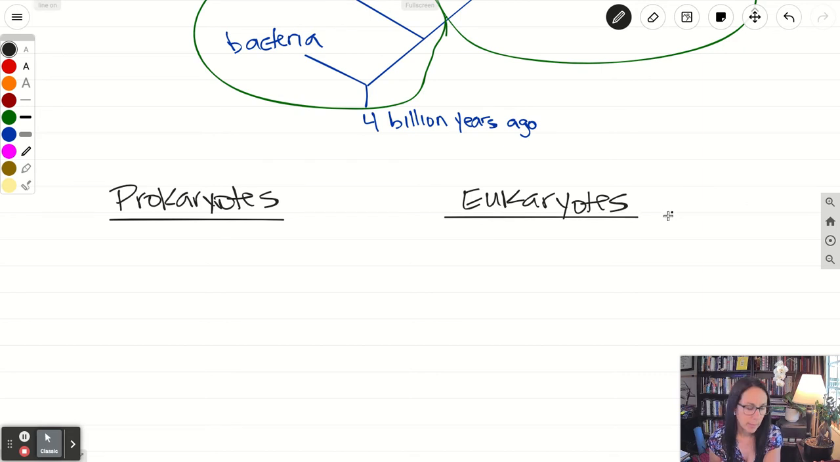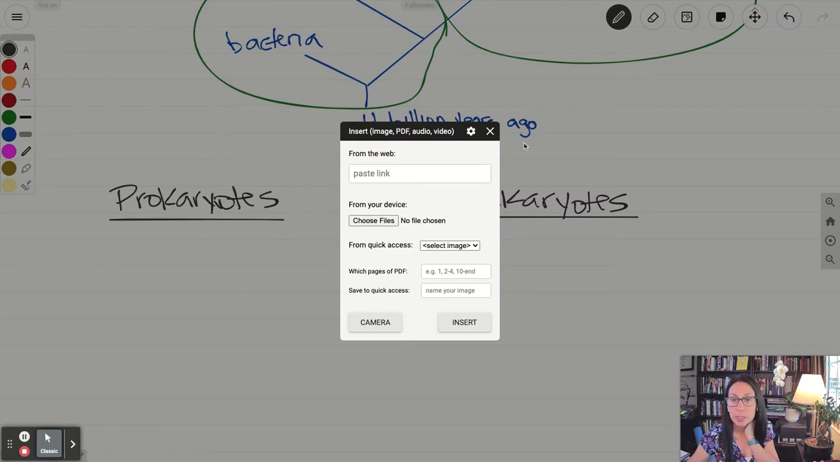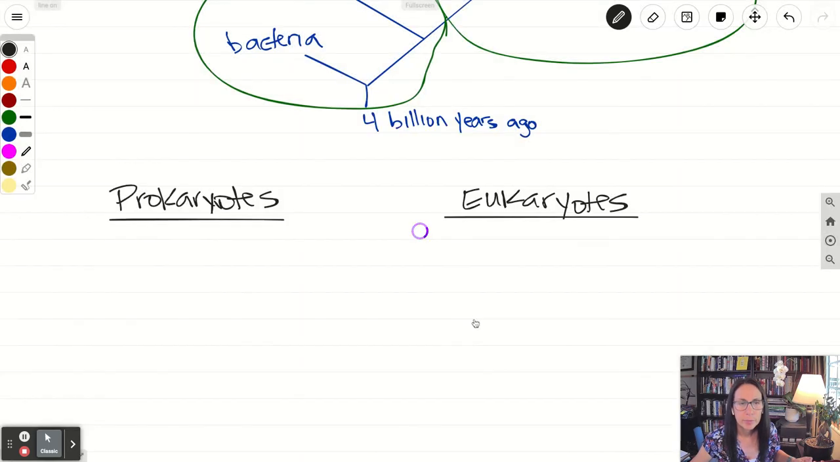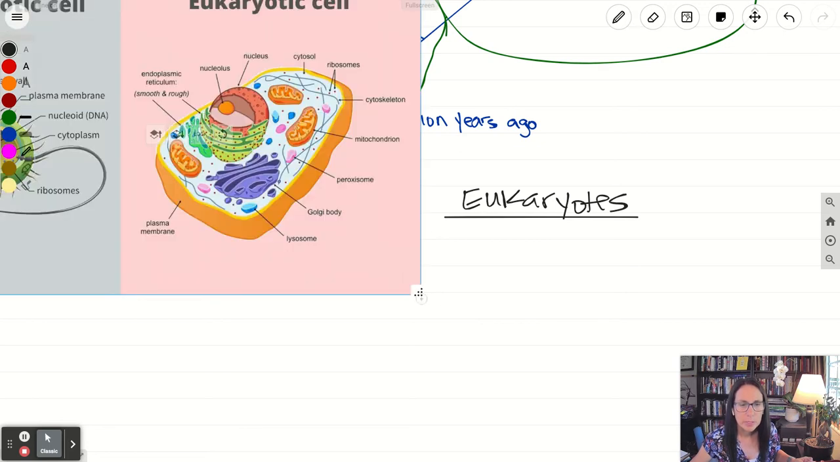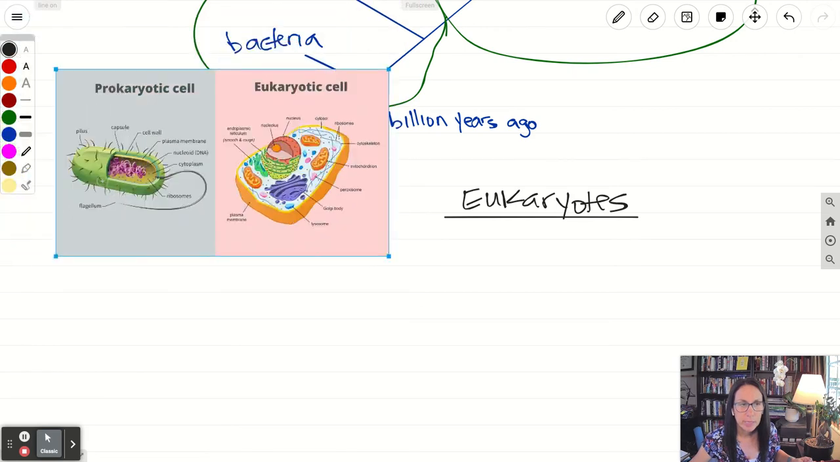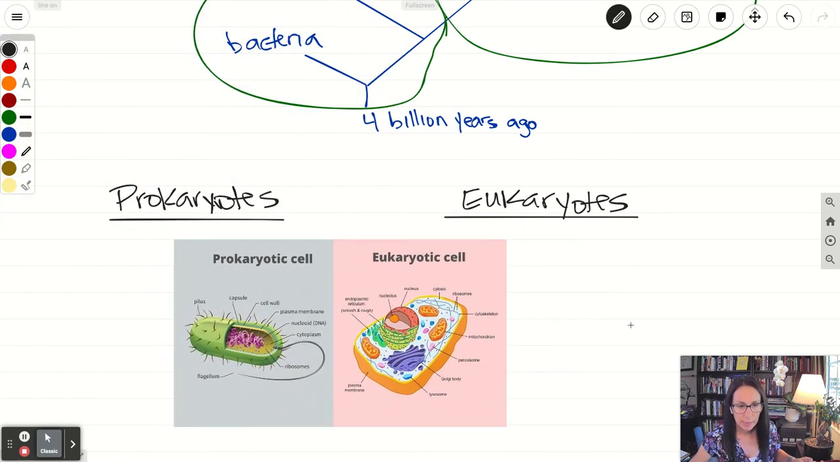Okay, let's see here. A prokaryote is what we said were bacteria and archaea. I'm going to pull in a picture so you can see what I'm talking about as I talk about it. Okay, so this is kind of a big picture.